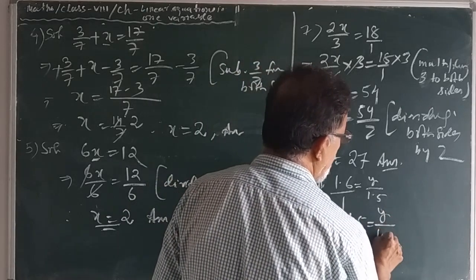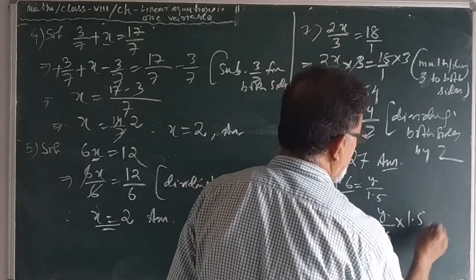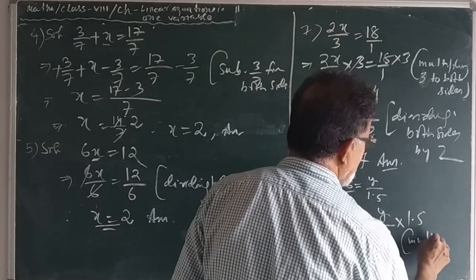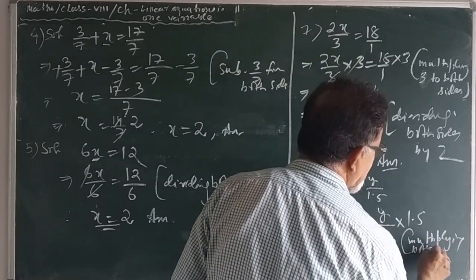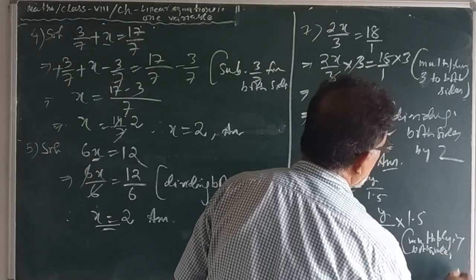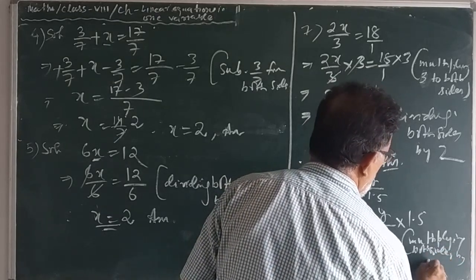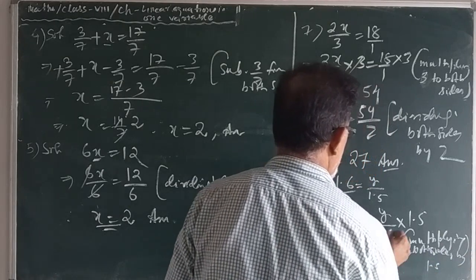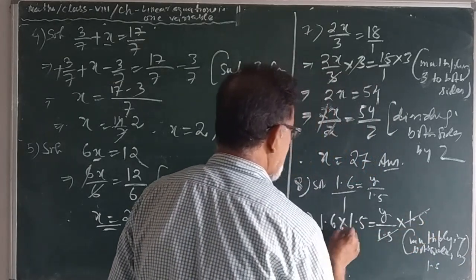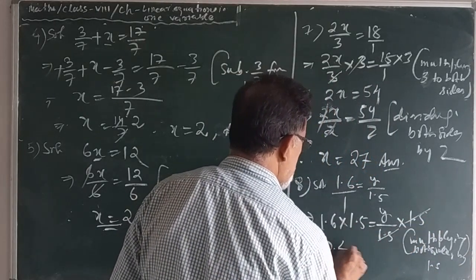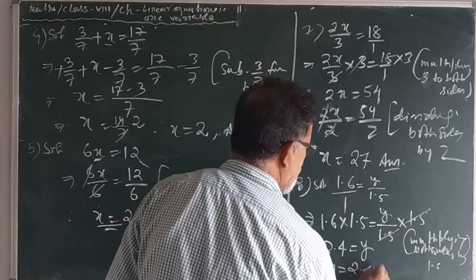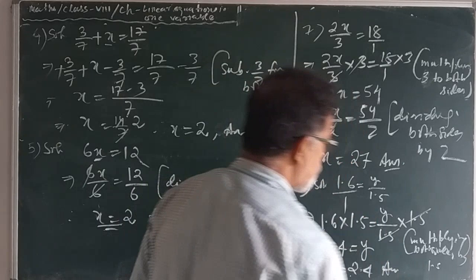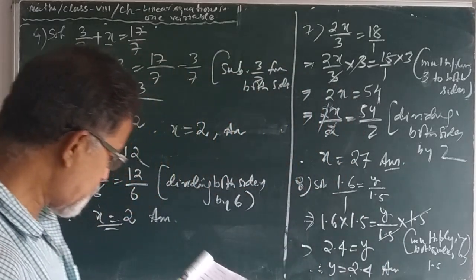Y by 1.5 into 1.5, multiplying both sides by 1.5. This 1.5 cancels. This into this will be 2.4 equal to y. Therefore y equal to 2.4 is the required solution of the equation.